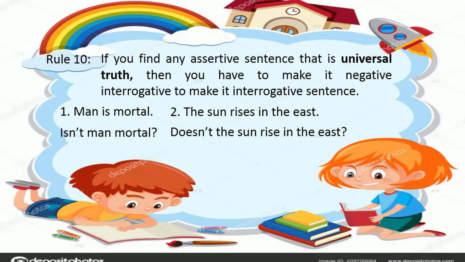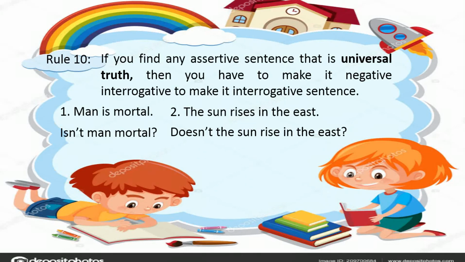So first example, man is mortal. So in that case, it is a universal truth. So you have to write the negative interrogative. So what is the negative interrogative? From the very previous lecture, you know the rule here. So isn't man mortal? So in that case, you have to write the auxiliary verb before the subject and write n't, and at last the interrogative sign.